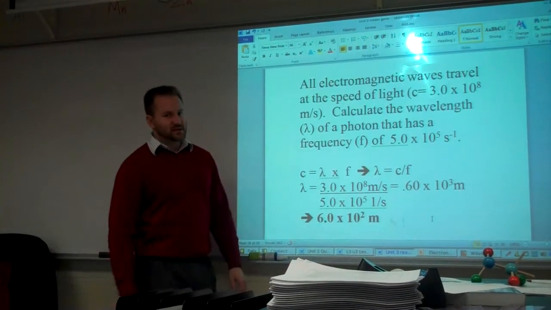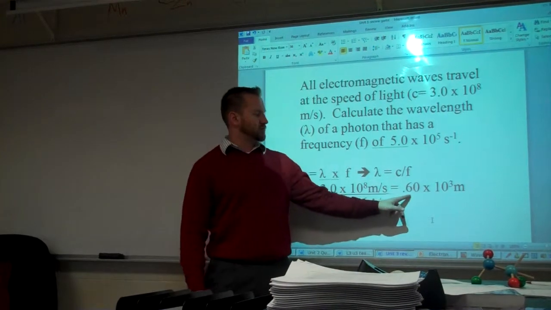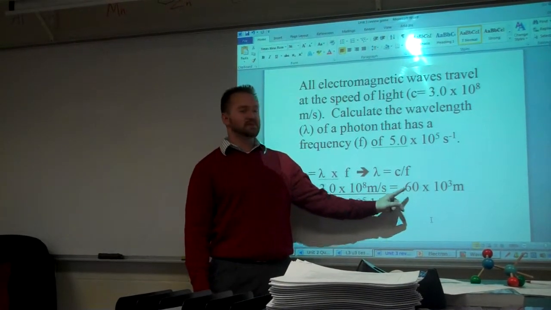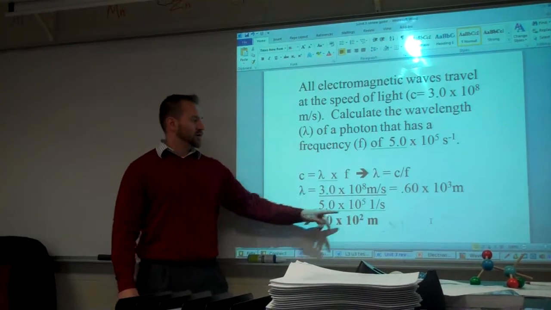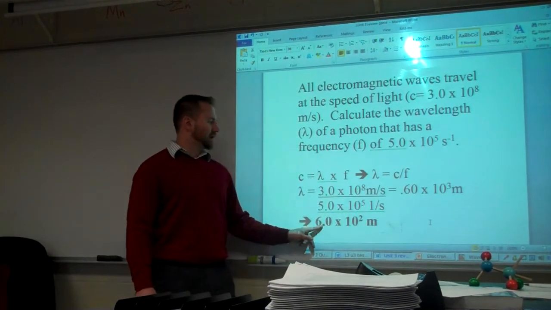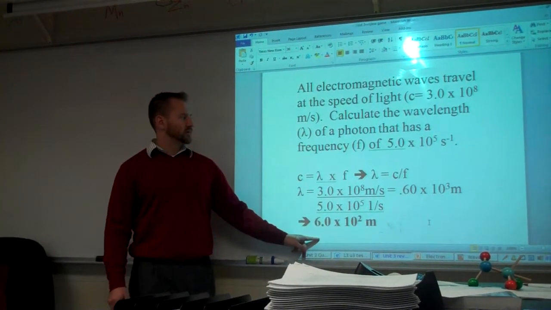But you need to take that one step further and go to scientific notation. And when you do that, you have to move the decimal to the right by one place, so it becomes 6.0, and that will change your exponent of 10 to 2. Your number goes from small to big, so your exponent's going to go from big to small. And this would be the answer.